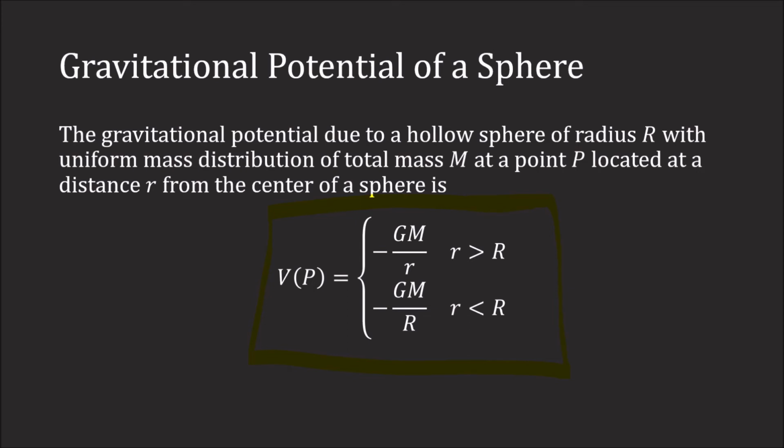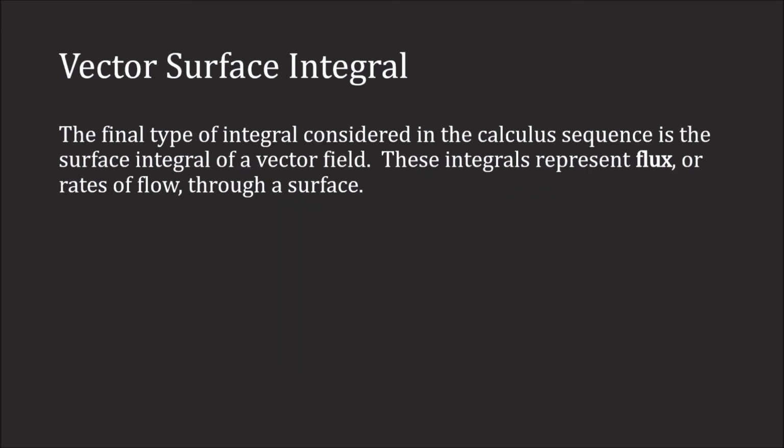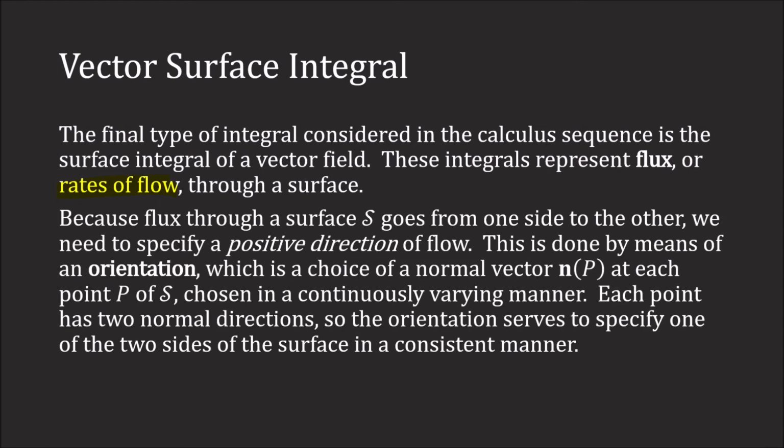We now look at the surface integral of a vector field. These integrals represent flux, or rates of flow. So flux is simply a rate of flow through a surface. Because flux through a surface goes from one side to the other, we need to specify a positive direction of flow. This is done by means of an orientation, which is a choice of a normal vector n sub P at each point P of S, chosen in a continuously varying manner.